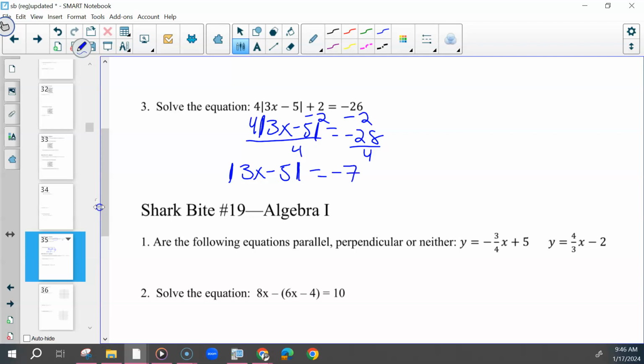And then after it's isolated, you have to normally look and see, is this positive or not? If it's negative, then there's nothing else left to do because there's going to be no solution. If it was positive, you would take it out of the absolute value, set it equal to a positive and a negative version, and then solve. But because of this, nothing else left.